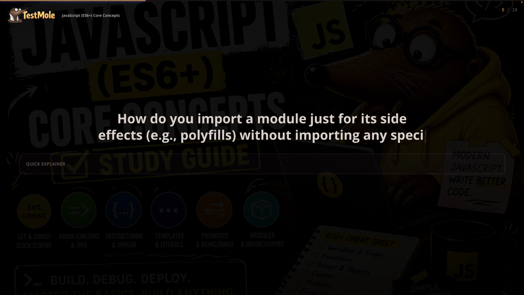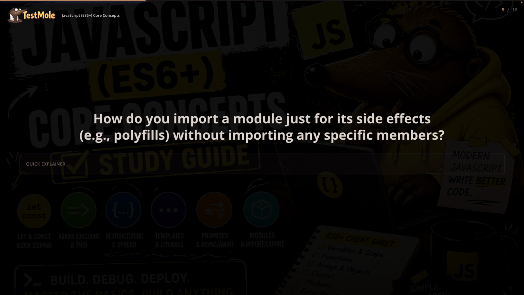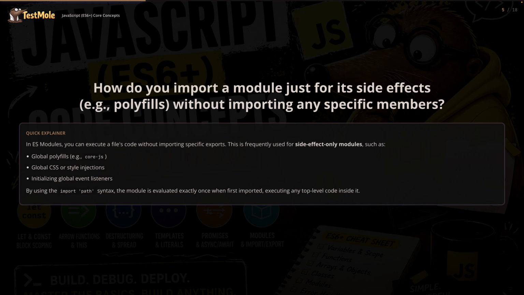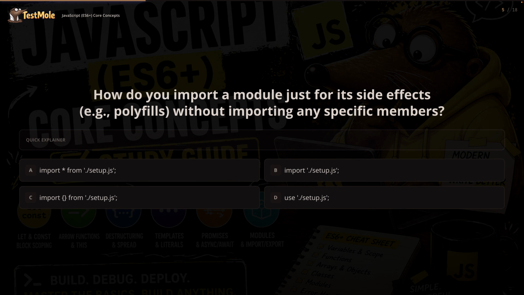How do you import a module just for its side effects, e.g., polyfills, without importing any specific members? In ES modules, you can execute a file's code without importing specific exports. This is frequently used for side-effect-only modules such as global polyfills, e.g., core-js, global CSS or style injections, initializing global event listeners. By using the import path syntax, the module is evaluated exactly once when first imported, executing any top-level code inside it.